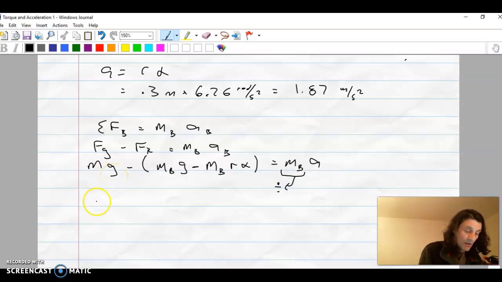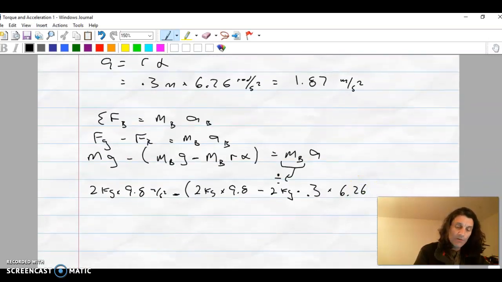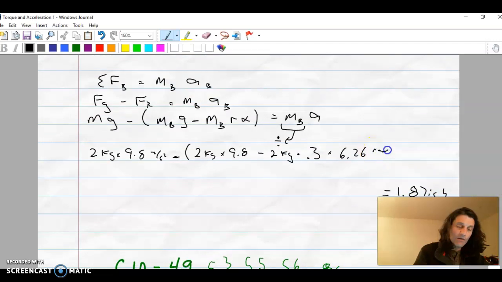Now, this is the block: 2 kgs times 9.8 meters per second squared. From that I'm going to subtract, in parentheses, the mass of the block, another 2 kgs, times 9.8 again. Right now it looks like I'm subtracting the same thing from itself. However, from this quantity I'm going to subtract the mass of the block, 2 kgs, multiplied by the radius, 0.3, and this will be multiplied by 6.26 radians per second squared.